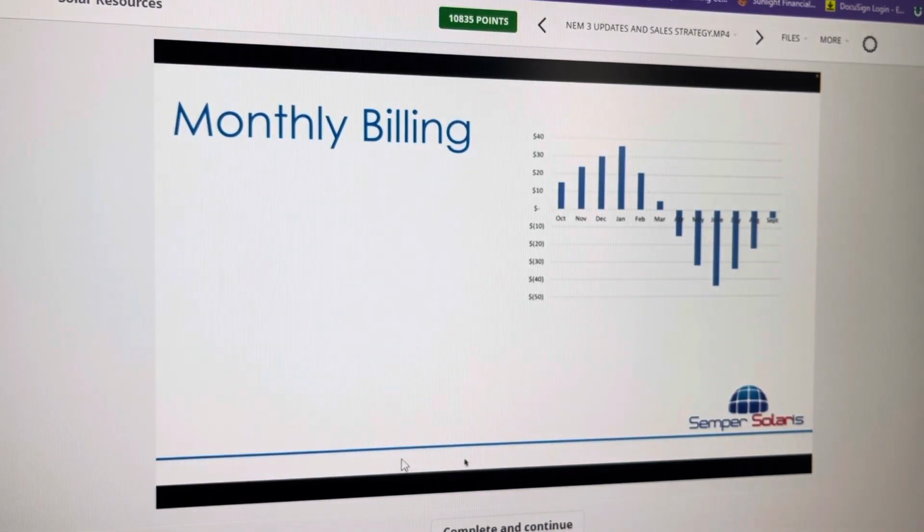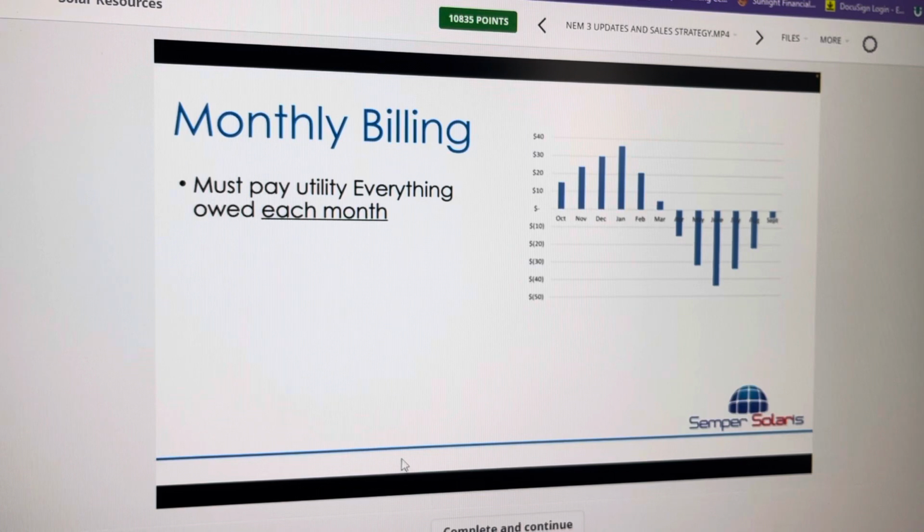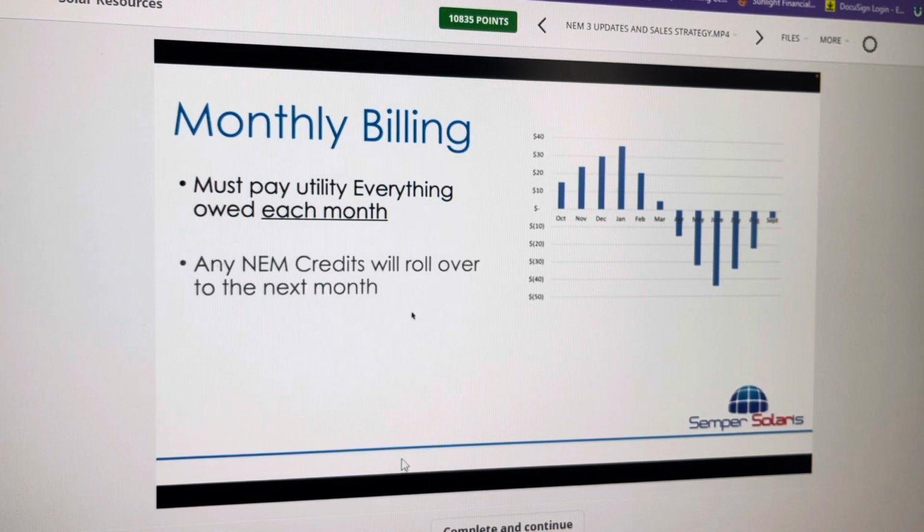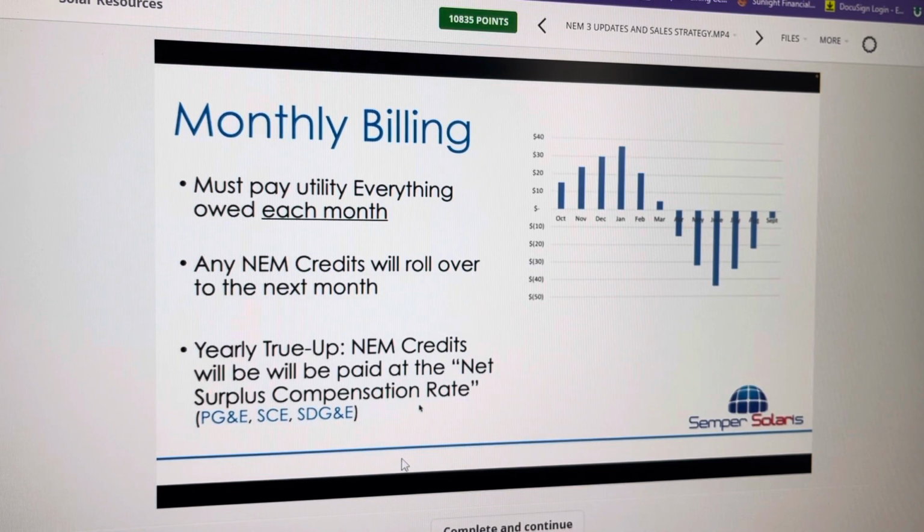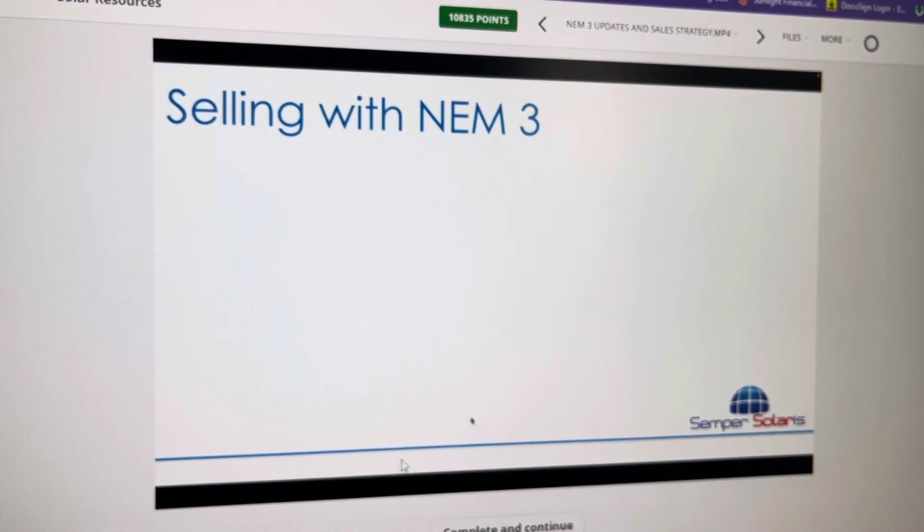Okay, going forward, this is a big change. You now have to pay your electric bill every month. You'll still have a true-up, but every month, you have to pay whatever you owe to the utility, not just the little connection fee. Whatever you owe, you've got to pay it. Now, if you have credits, if you have a surplus of energy, those credits will still roll over to the next month, and the next month, etc. And then at the end of the 12-month billing cycle, you can cash them in at the net surplus compensation rate, which is about 3 or 4 cents. All right, so selling with net metering 3.0.